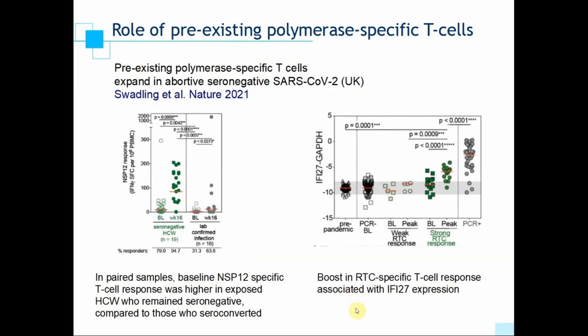So basically the idea here is that these pre-existing T cells against the RNA polymerase components of the virus can actually have a protective effect. So this is really important because this might be the basis for a broadly acting anti-coronavirus vaccine. So these people seem to have come in contact with the virus. They never seroconverted. They didn't have detectable viral RNA in their nasopharyngeal samples, but they did have a boosted T cell response.